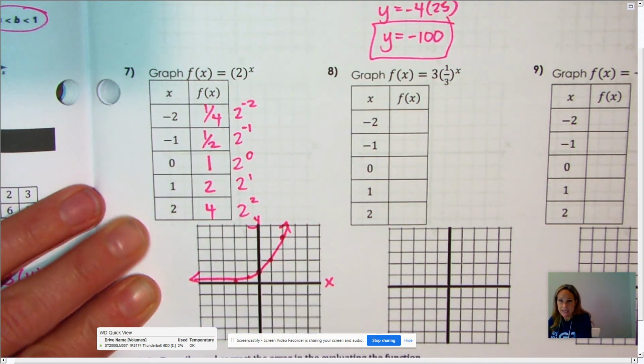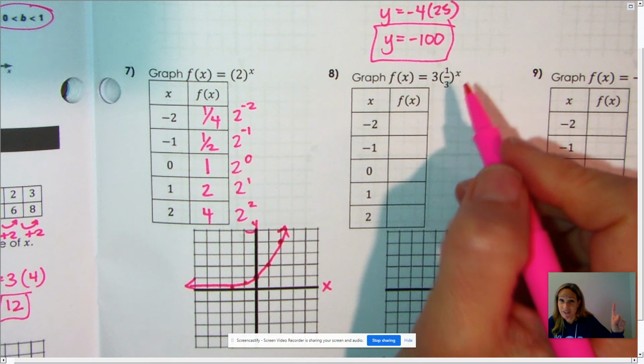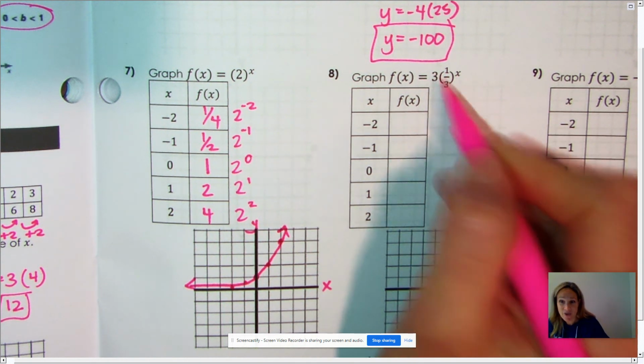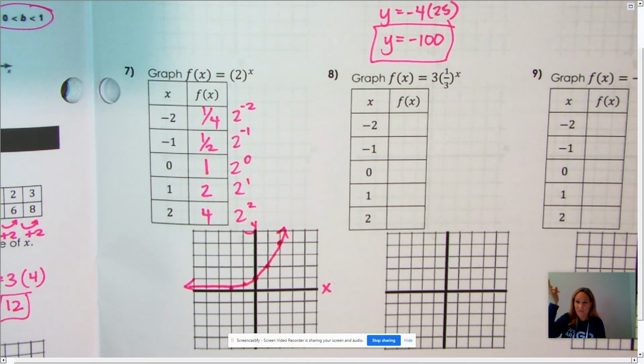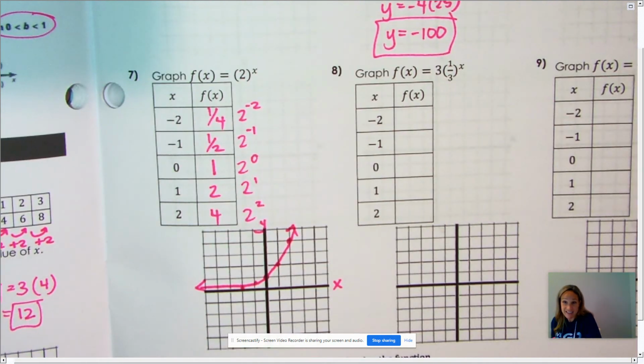Okay, number 8, we're going to skip. You cannot just cancel those. You have to do the exponent first. Some of them, once you plug in the exponent, you'll be able to cancel, but you can't start with that.